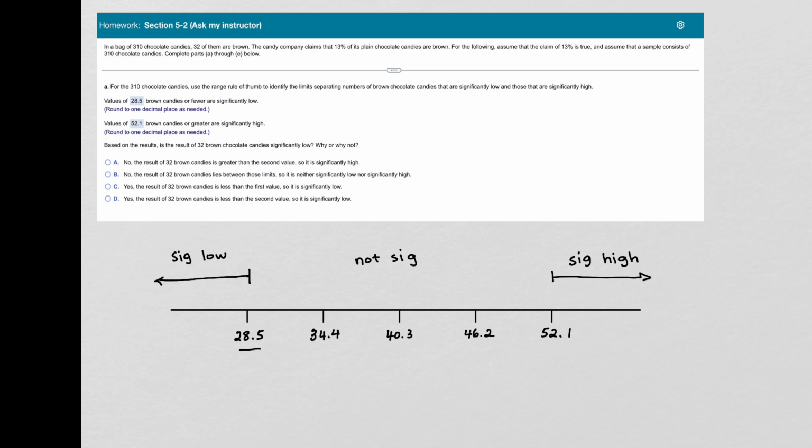And finally, it says, based on the results, is the result of 32 brown chocolate candies significantly low? Why or why not? So I look at my number line. Where would the 32 fall? It would be somewhere about here, between the 28.5 and the 34.4. So that is in the area that is not significant because it's falling between our two limits. So I would choose answer choice B for that.